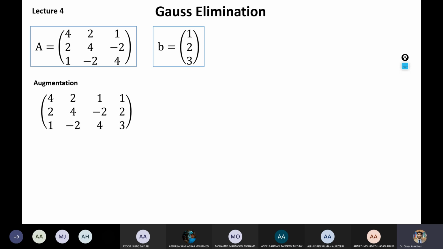Okay, augmentation. Now, what shall we do? We need to see the pivot and the element below the pivot, and we make it 0, right? So what shall I do for this process? I say row 2 minus a certain lambda multiplied by row 1. So how much is this lambda?